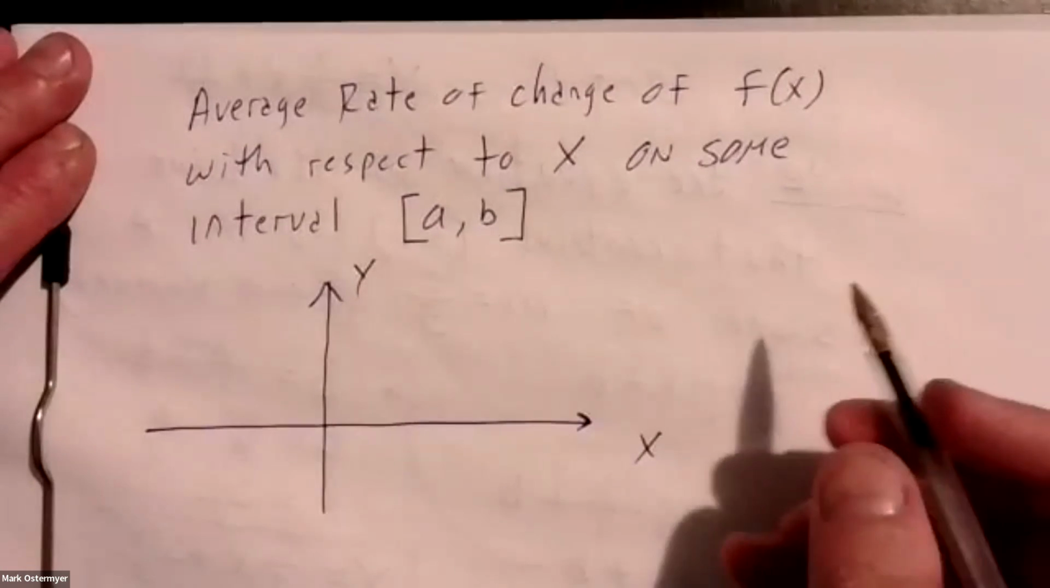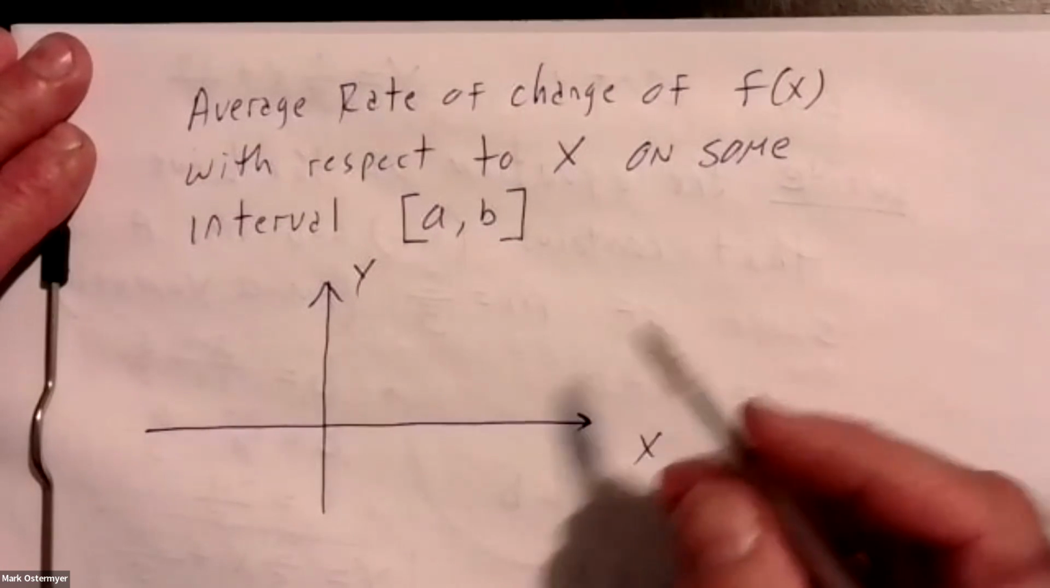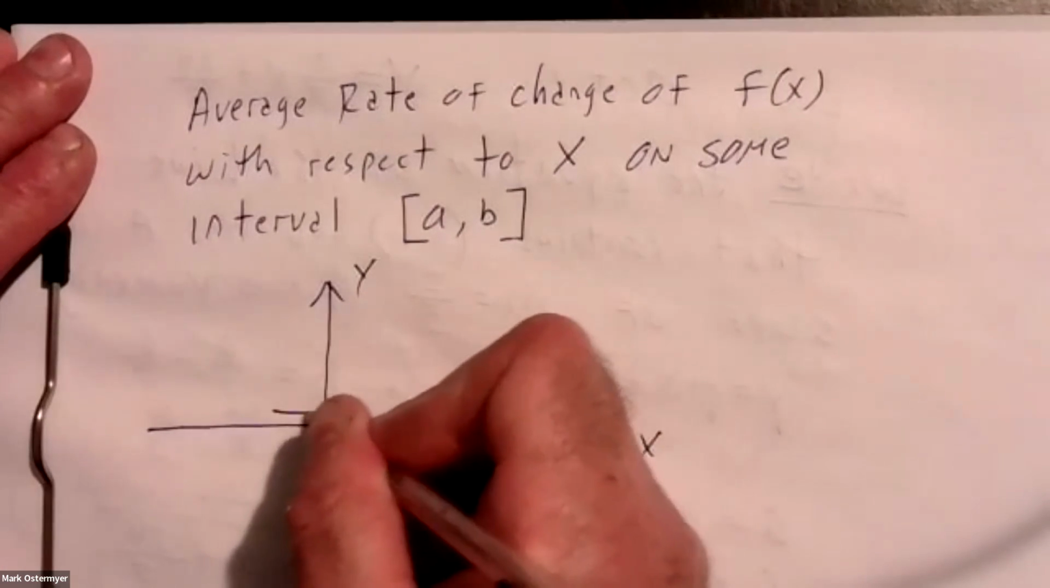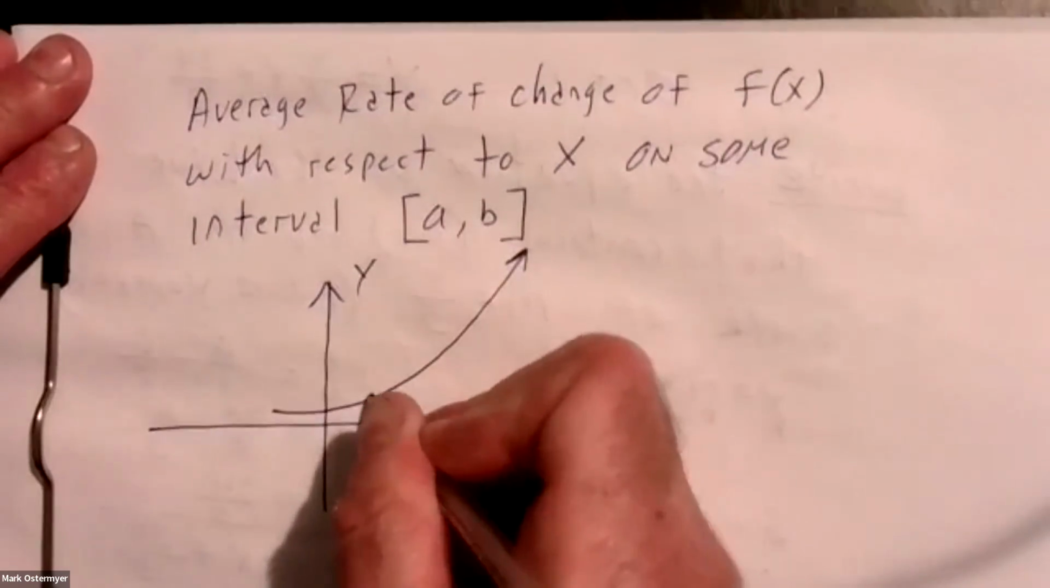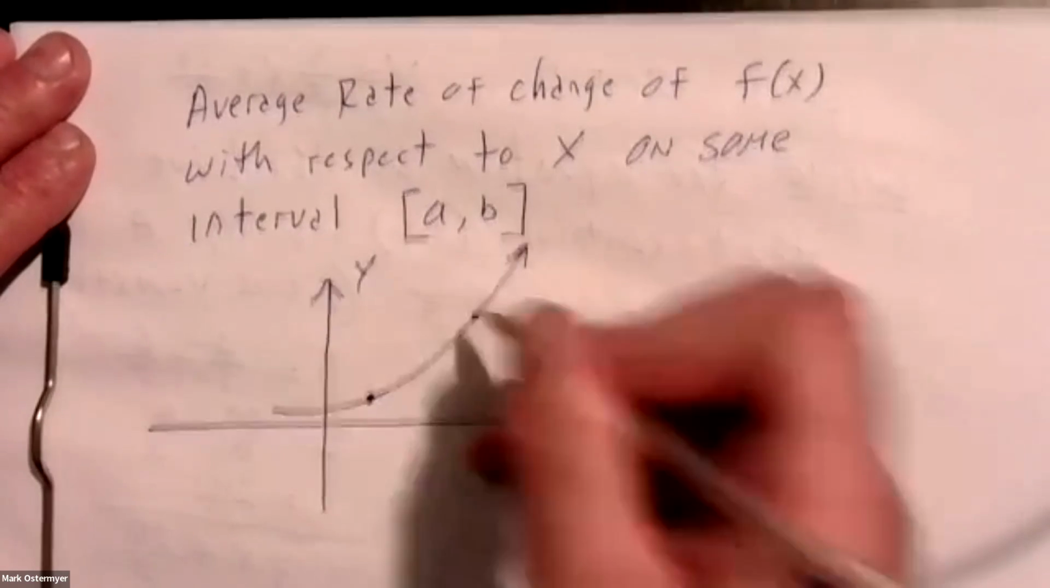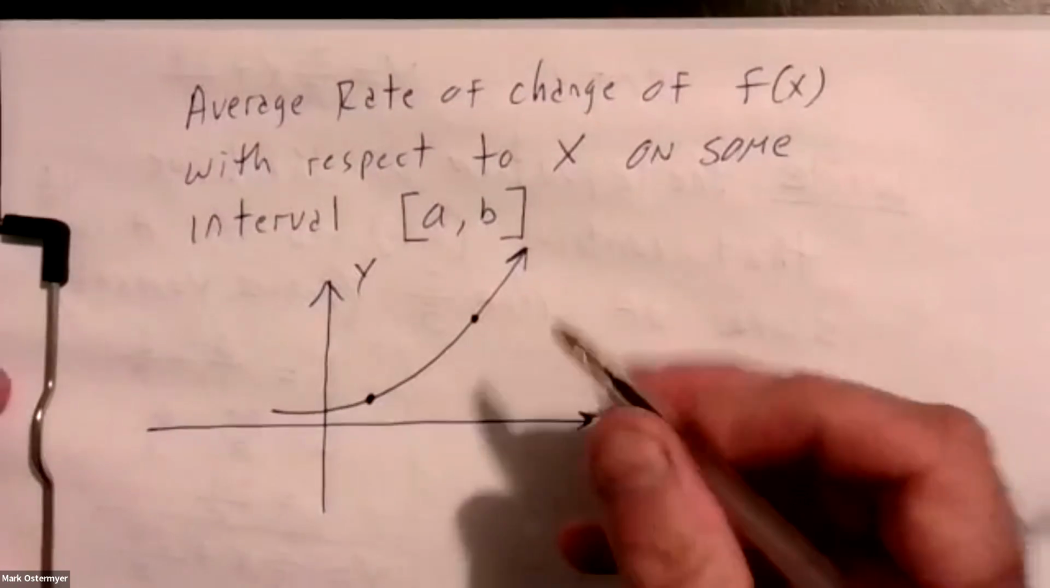Suppose we graphed a function, and suppose this function does not have a straight line graph. Suppose that it has maybe a curve type graph. Here's a point on my graph. Here's another point on my graph here.